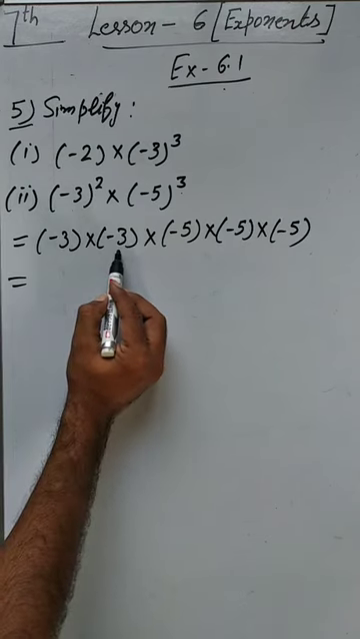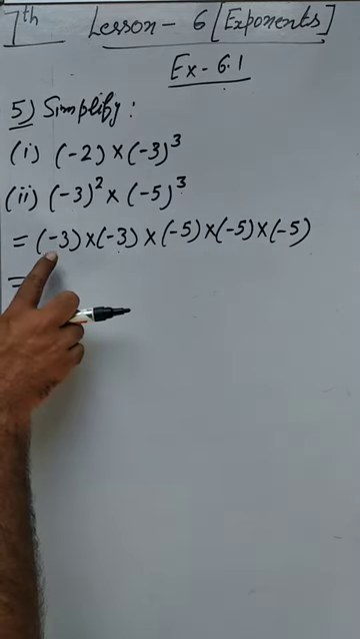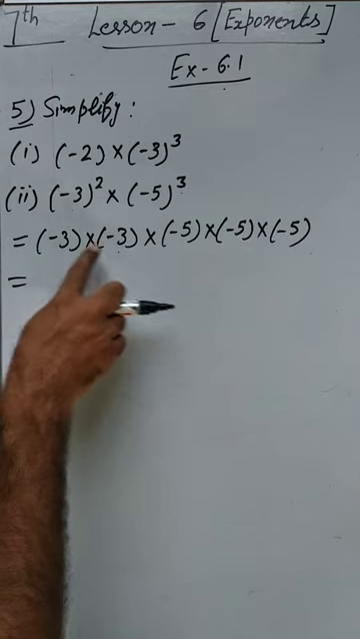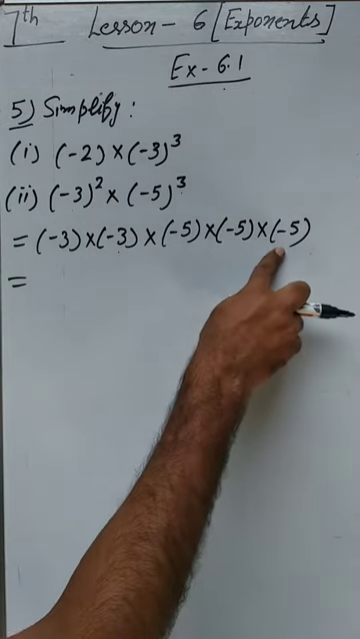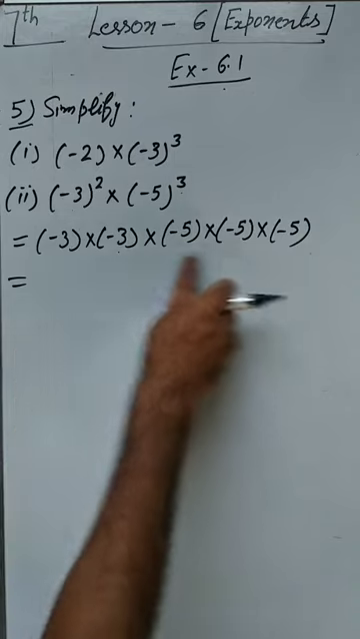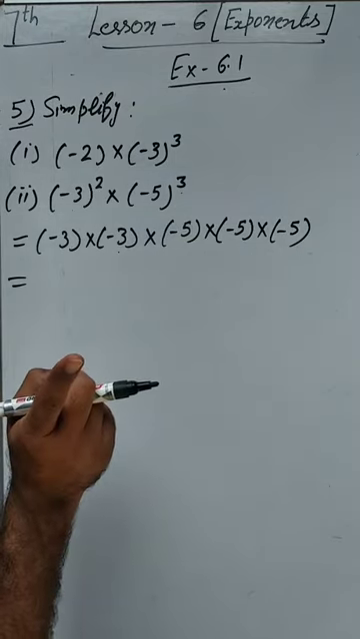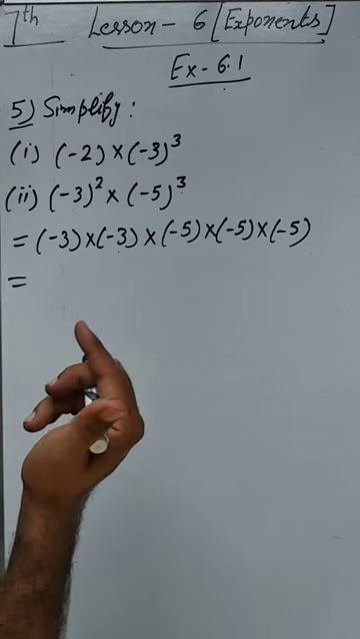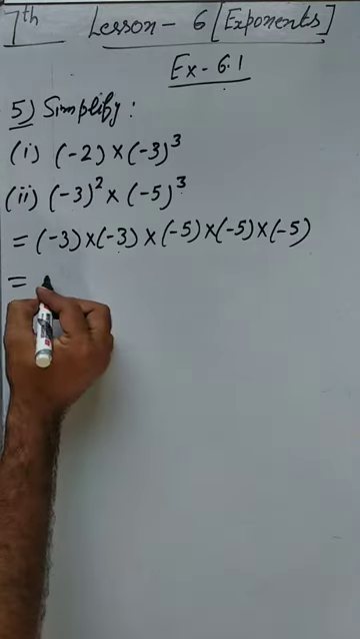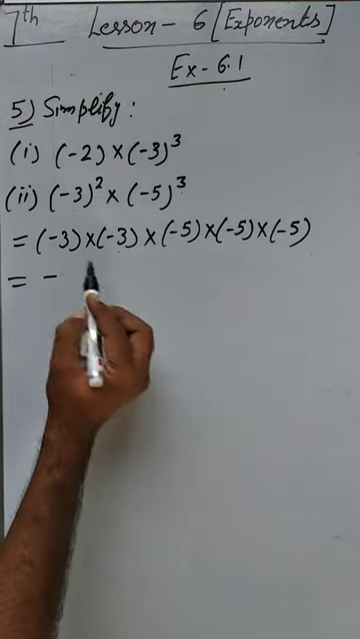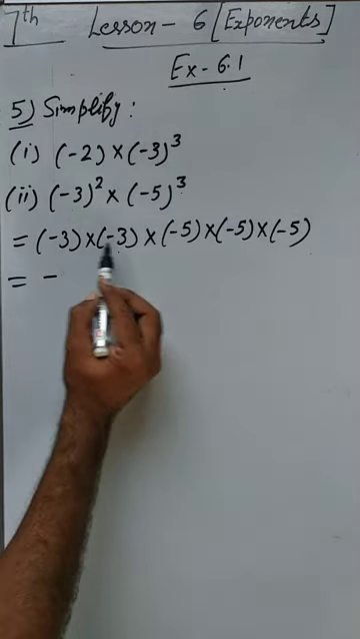3 into 3. Look here. First of all look at the sign of minus. How many times minus is here beta? 1, 2, 3, 4, 5. 5 times minus is here. That means 5 is an odd number. If the power of minus 1 is an odd number, then your final answer will be a minus. Okay beta? Now multiply the numbers, 3 into 3, 9.